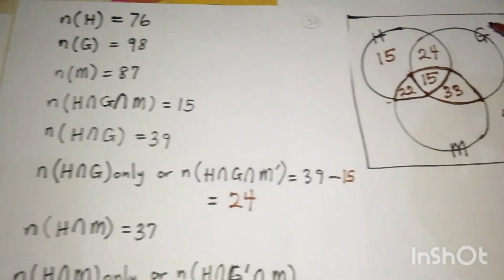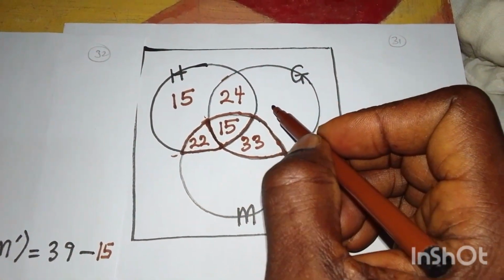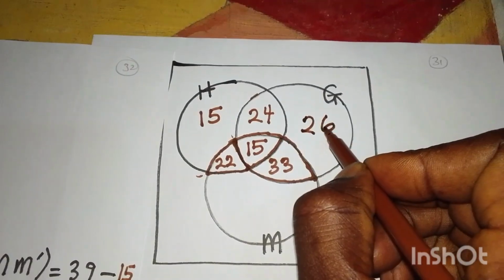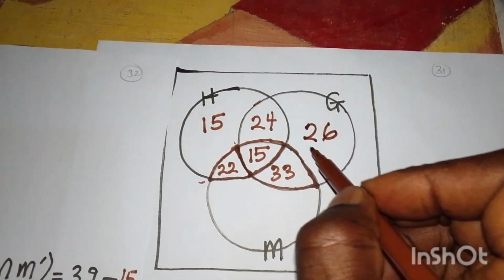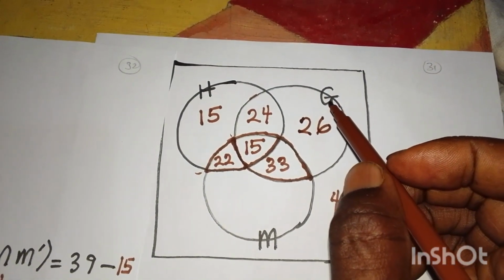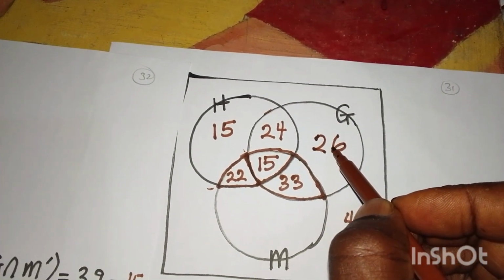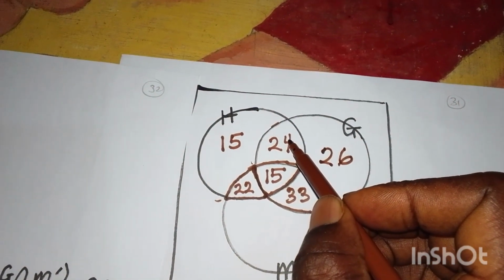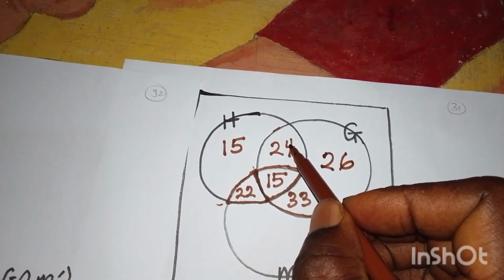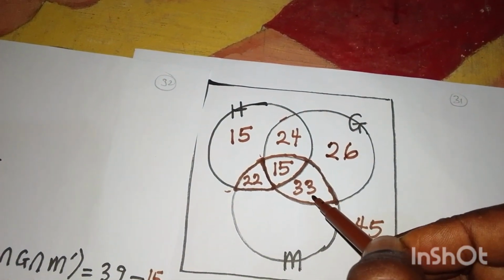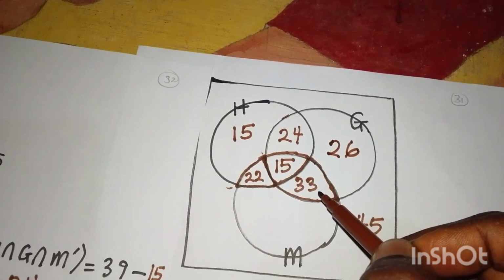So those that will like only geography will not be in here. We are having 26 students liking only geography. So to know those that like geography generally, we are having those that like only geography, those that like only geography and history, those that like the 3 subjects and those that like only geography and mathematics.